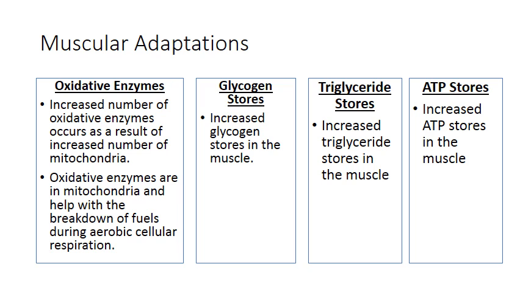So as a result of aerobic training, we actually increase the amount of glycogen stored in the muscle, and we increase the amount of triglyceride stored in the muscle. Therefore, having a larger supply on hand in the muscle, it's more readily available to be broken down, and we can produce ATP at a faster rate.